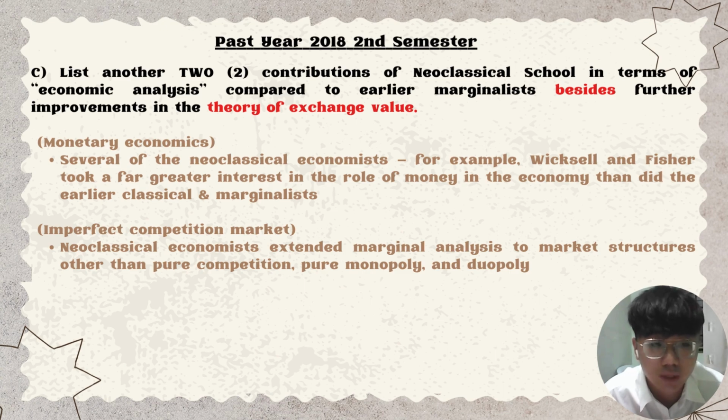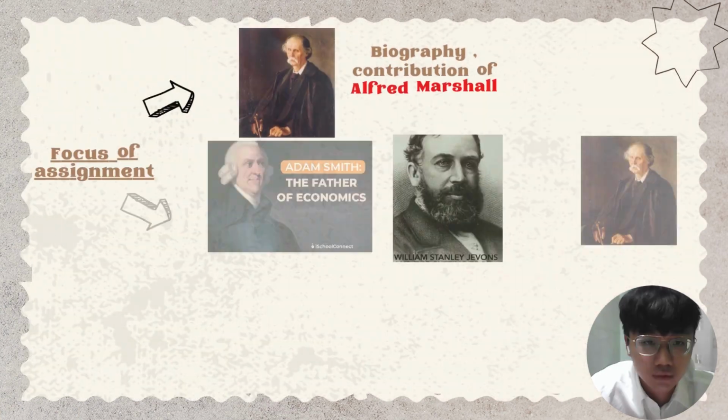As I mentioned just now, for monetary economics, several neoclassical economists, for example Wicksell and Fisher, took a greater interest in the role of money in the economy than the earlier classical or marginalists did. The second is imperfect competition market. Neoclassical economists extended marginal analysis to market structures other than pure competition, pure monopoly, and duopoly.